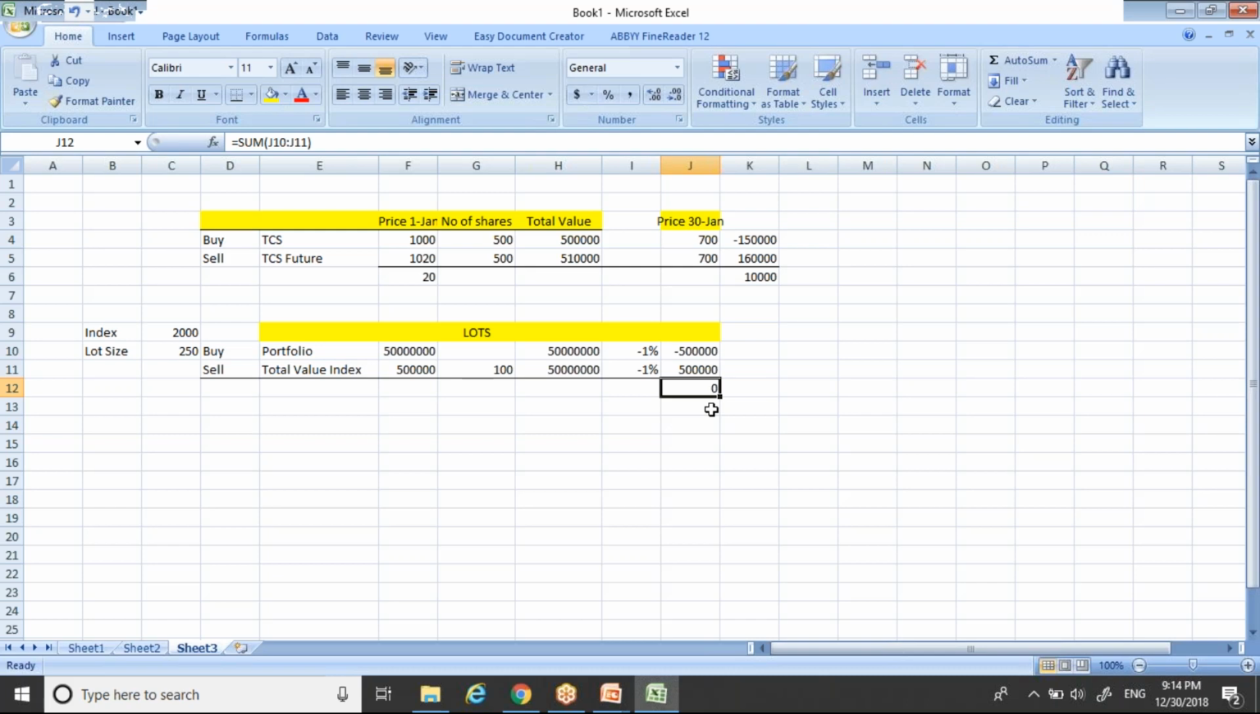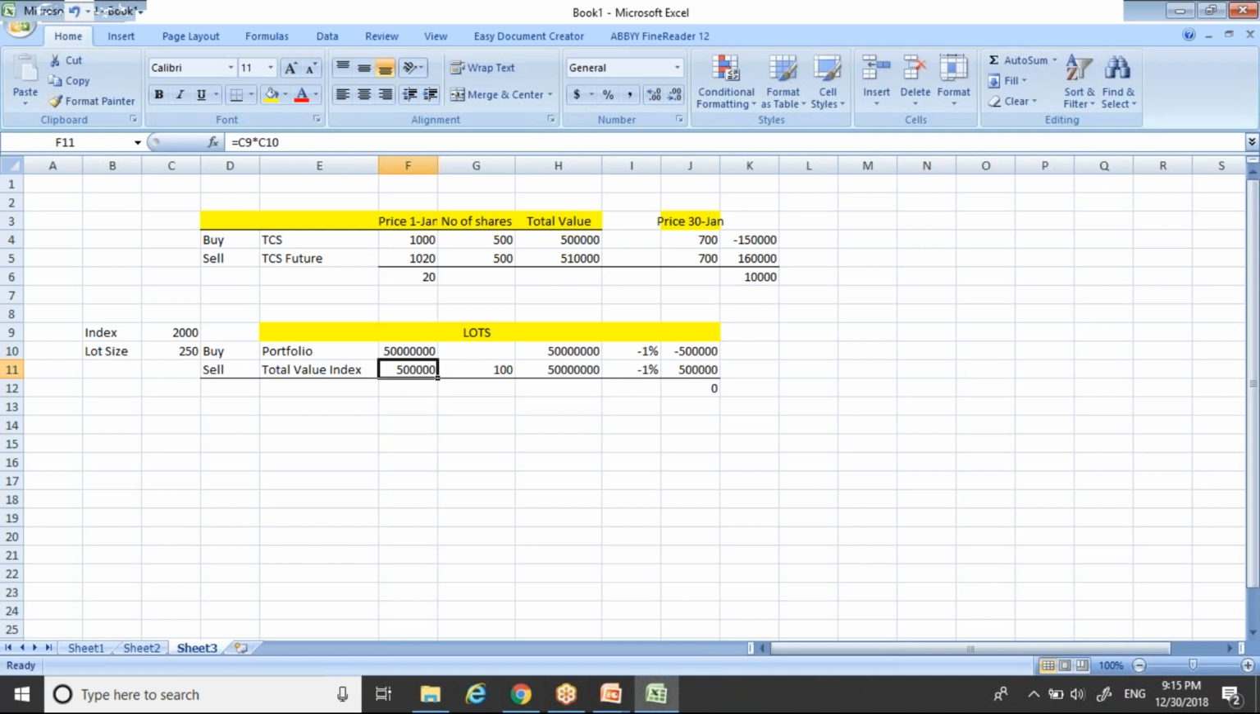The problem is the beta of the portfolio. Let's suppose it's a low beta stock portfolio. So we have a lower beta, which means the portfolio reacts less than the index. So it is less sensitive to the index. The index moves 1%, and let's suppose the portfolio beta is half. So the portfolio moves 0.5% as compared to the index. Now in this situation, we simply have to multiply the beta with this value.